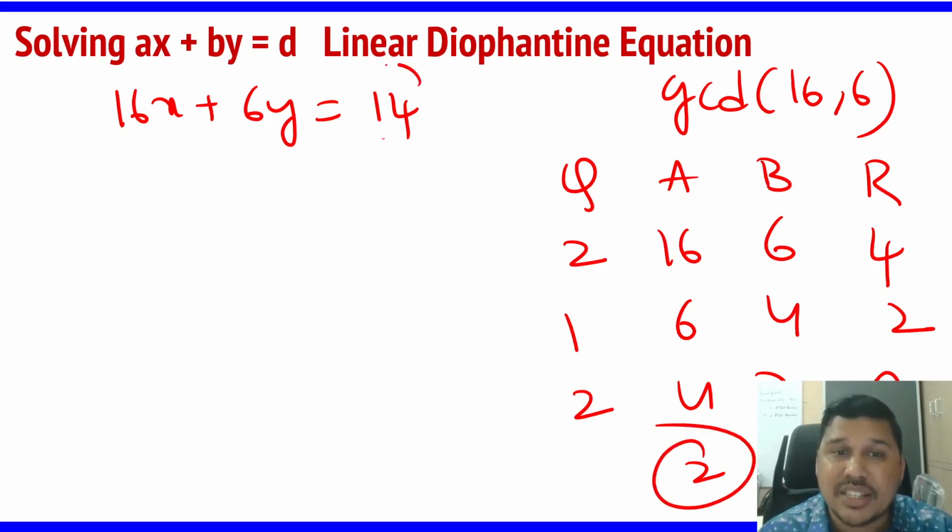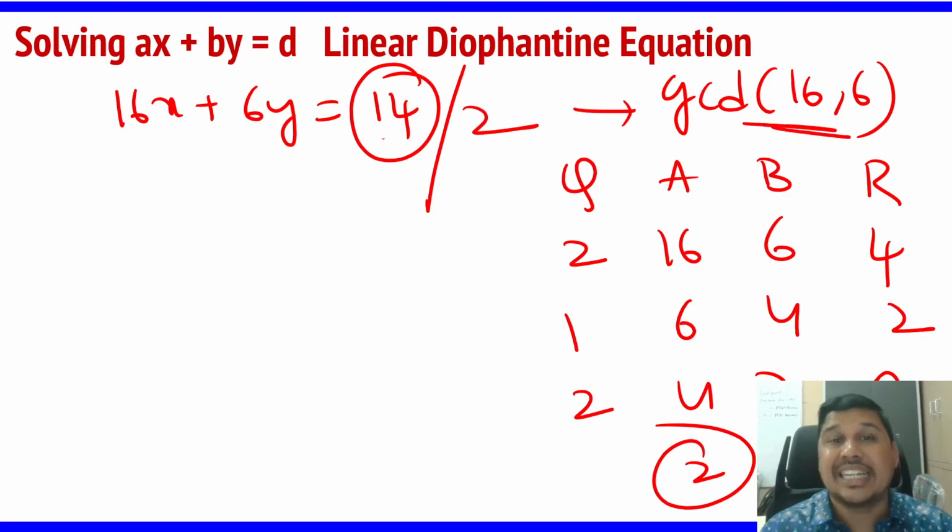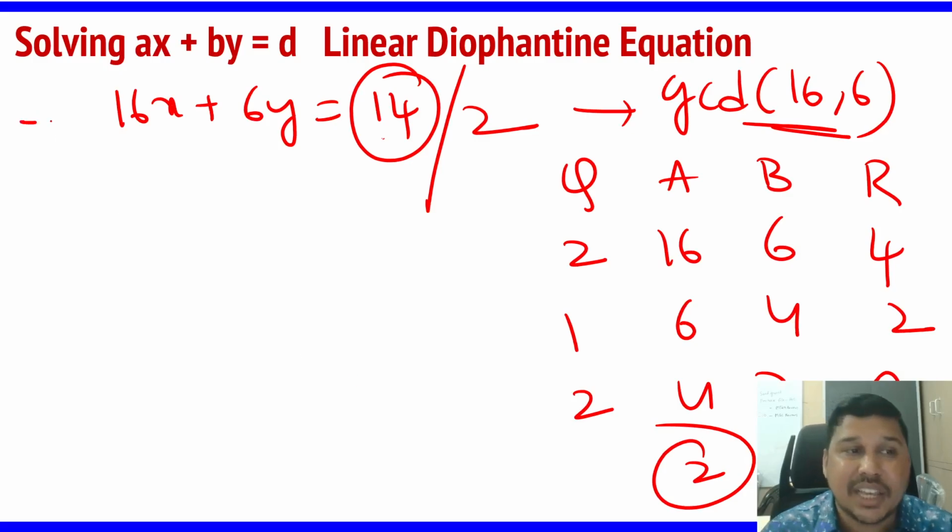Now, is this 14 divisible by the GCD of 6 and 16, that is 2? Is it divisible? Yes, it is divisible. Right? The 16x plus 6y is divisible by this 2, this GCD. Therefore, we can say this equation is a linear Diophantine equation.